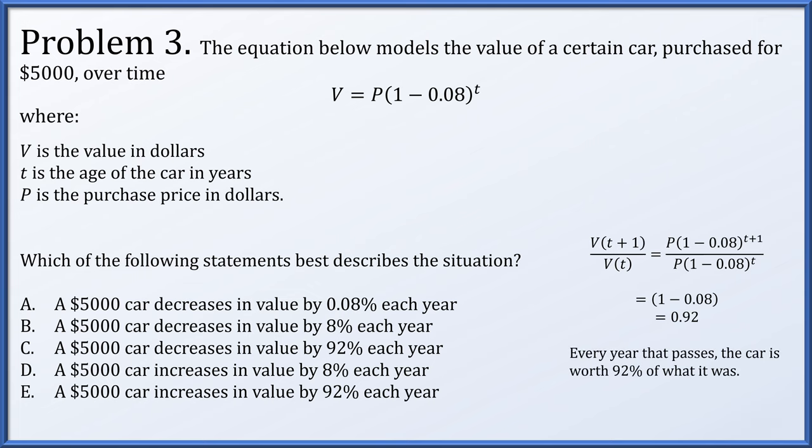So every year that passes, the car is worth next year 92% of what it was worth this year, meaning it is decreasing by 8% per year, and that's option B.